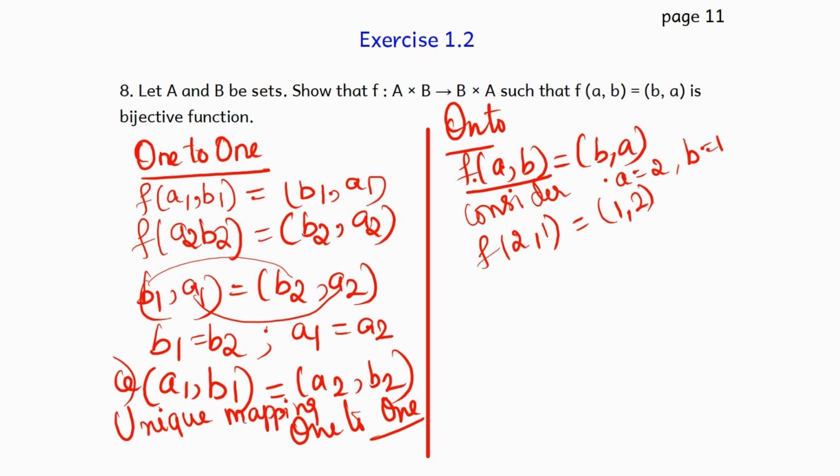Whereas the Cartesian product of B cross A will have set B elements as the first element and set A elements as the second element. So all the elements of (b, a) will be present in (a, b). So all the elements will get mapped, so it is an onto function.